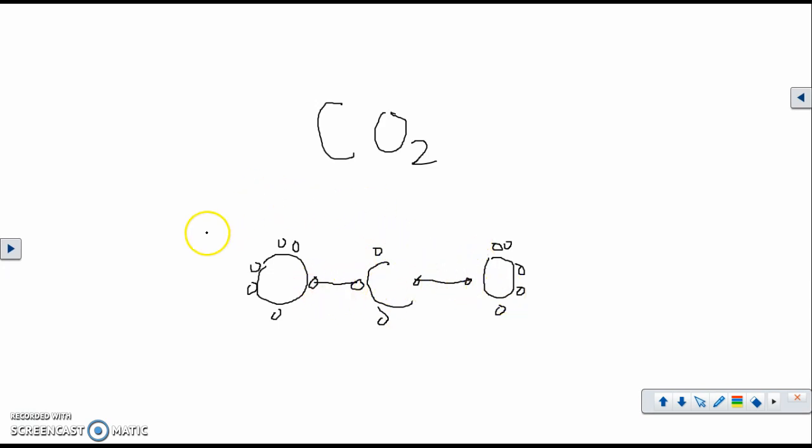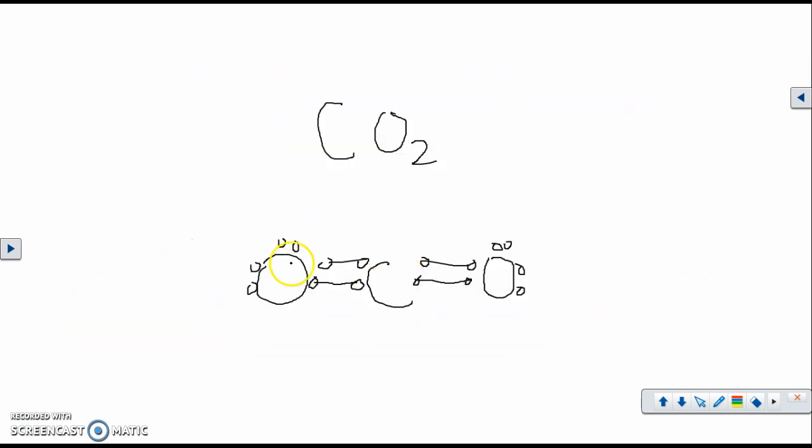As we can see, the octet is not satisfied for either carbon or oxygen. So what happens? Again, if a single bond cannot meet the octet rule, we go to double bonds. We just move electrons closer to each other. And voila.